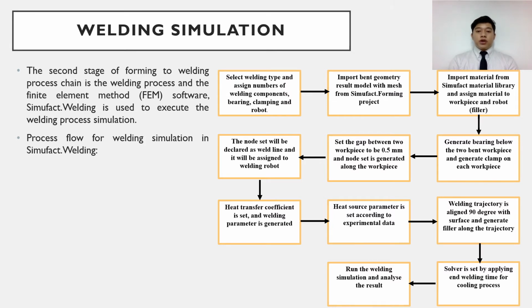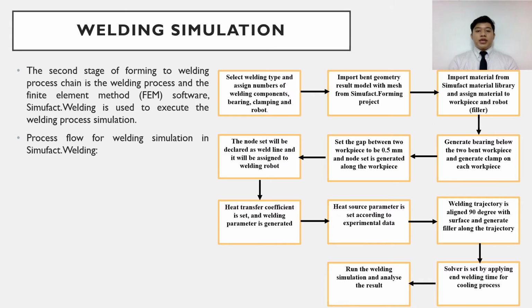Next, we will import the bent geometry from the Simufact Forming project, and then we will import the material from the Simufact material library, which is the same material, DC04, and DC04 will be used for the workpiece material and also the filler material for the welding process. And then we will generate the bearing below the two bent workpieces, which will act as the welding table. And then we will set the gap between the two workpieces at 0.5 millimeter.